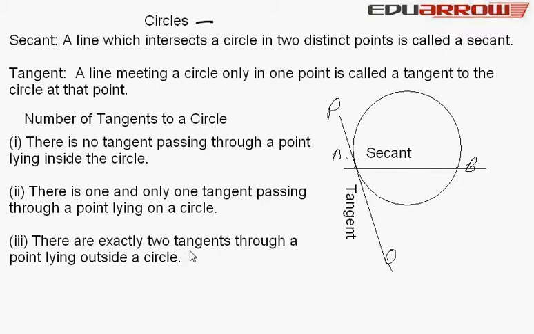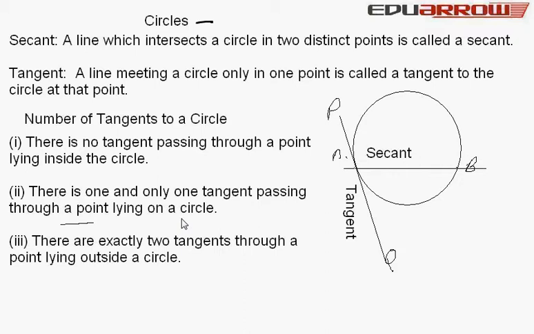The second point is important. Read it once again. There is one and only one tangent passing through a point lying on the circle.